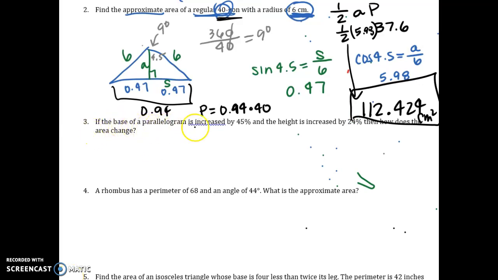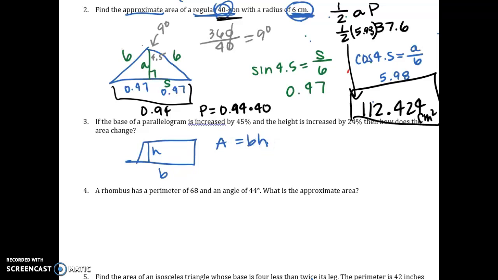Okay, so if the base of the parallelogram is increased by 4.45% and the height is increased by 24%, how does the area change? So to do this, there's a couple different ways you could do it. This is talking about a really general case. There's a lot of different ways to approach the problem. So here's my parallelogram. Here's my base and here's my height. So my area right now is base times height.